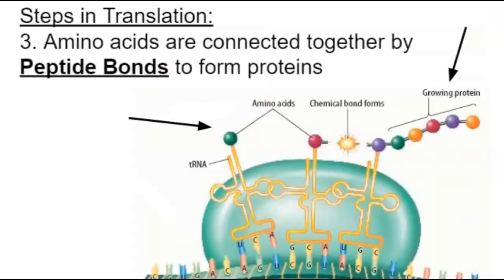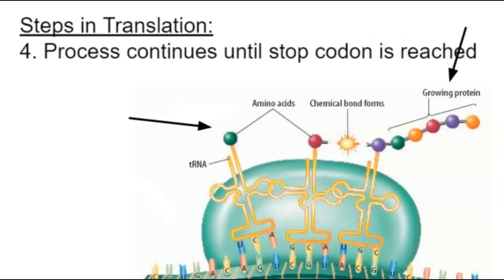All right, we are almost done with our steps. So we've got step 3 and 4 and then we're done. So step 3, the amino acids are connected together by those peptide bonds. Those are the little links in between those amino acids that we see. You'll notice as the tRNA is dropping off those amino acids, it forms those bonds. And last but not least, the process continues until we reach a stop codon. Remember on our little chart, there was a set of 3 letters that codes for stop and tells the ribosome to stop making the protein.